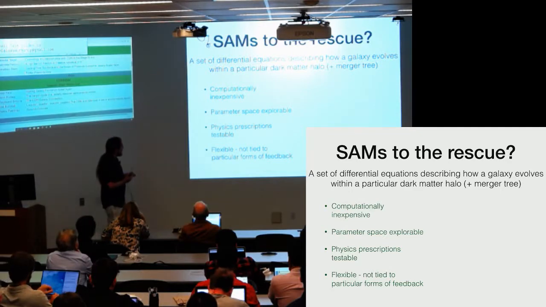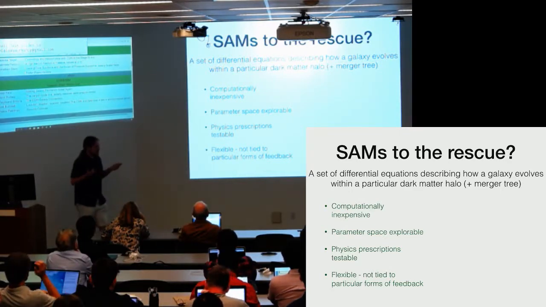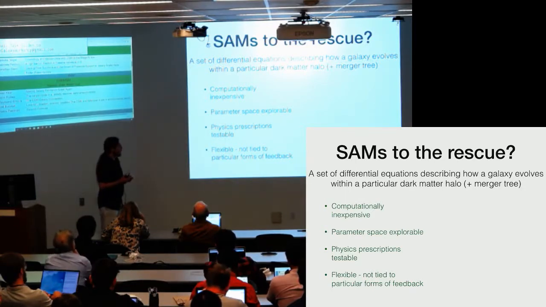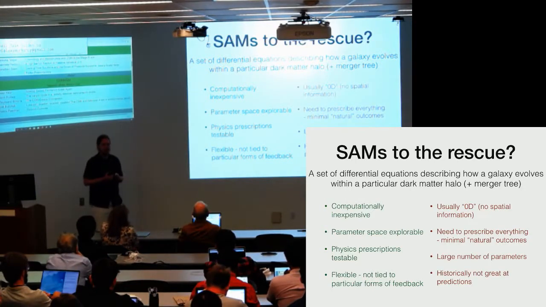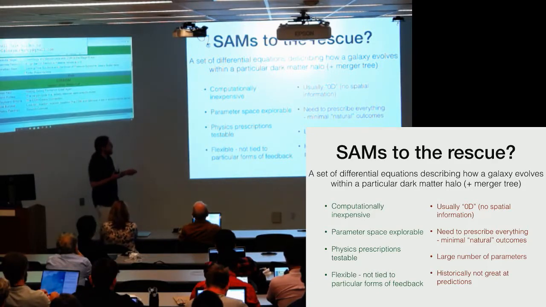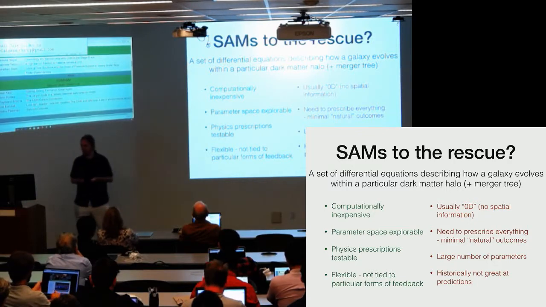The advantage of these, of course, is that they're computationally inexpensive. So you can explore the whole parameter space of plausible things. You can test different physics prescriptions, and they're not tied to any particular form of feedback. They're sort of agnostic. They do have disadvantages and kind of a bad reputation, usually 0D, so there's no spatial information. You need to prescribe everything, so you're not likely to be that surprised by the results. And you get a large number of parameters, so they're not great at making predictions historically.